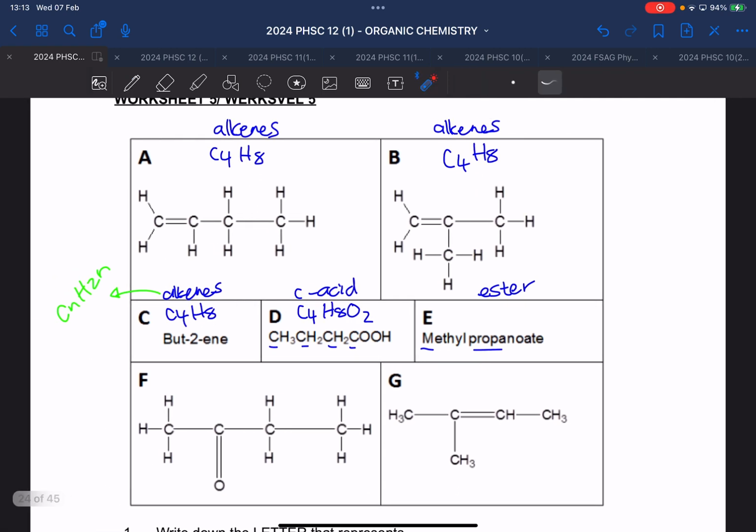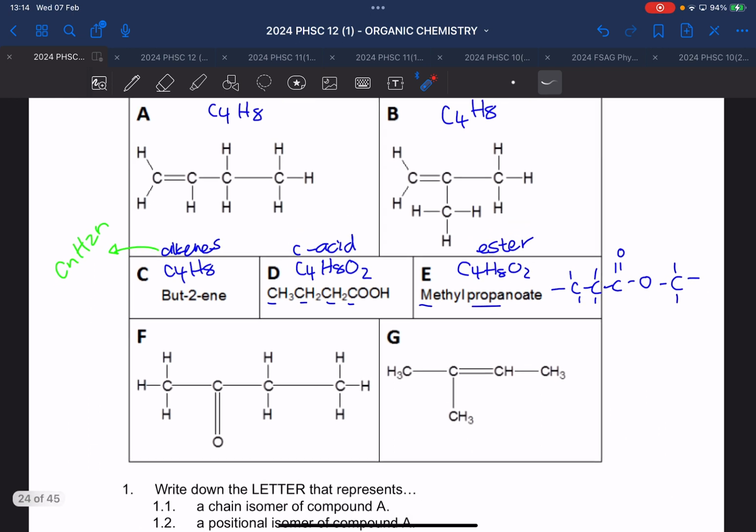Let's draw it. Propanoate means 3 carbons. Ester means double bond O. And meth means 1 carbon. So that means I have C4H, 1, 2, 3, 4, 5, 6, 7, 8, and 2 oxygens. So I can immediately see these 2 are isomers of one another. This one is an ester, that one a carboxylic acid, functional isomers.